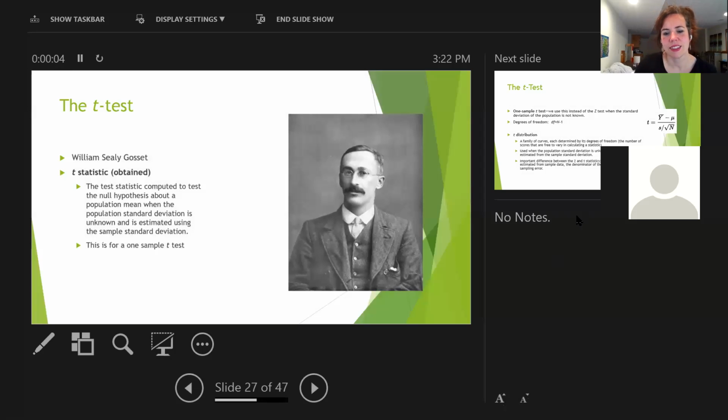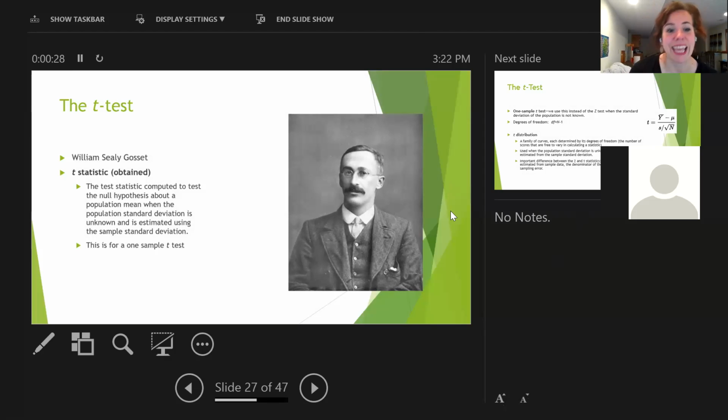All right. So the t-test, this is what we're going to talk about for the rest of today. That is another test statistic that allows us to see the difference between groups and assess whether it is a significant difference or not. This is who came up with the t-test, William Sealy Gosset.